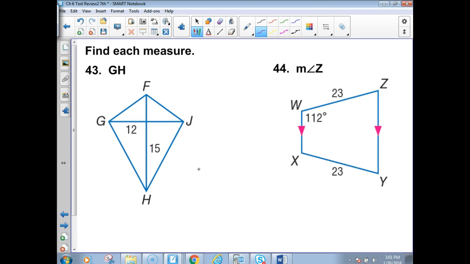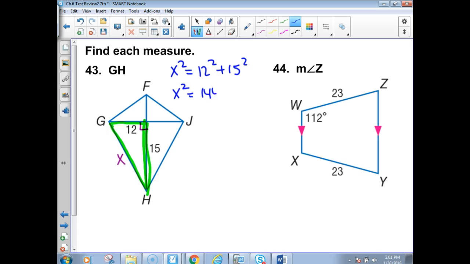Okay, 43, it says find the measure of GH. First of all, this thing is a kite. What we know about the diagonals of a kite is they are perpendicular. We have to work with this little triangle, which is a right triangle, which means I have to do, again, the Pythagorean theorem. Okay, so we're going to do x squared equals, that's the hypotenuse. X squared is equal to a leg squared plus a leg squared, 12 squared plus 15 squared.